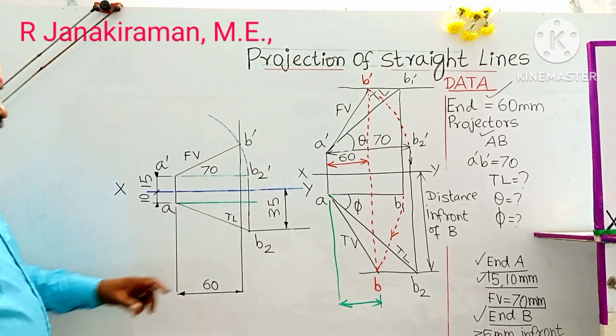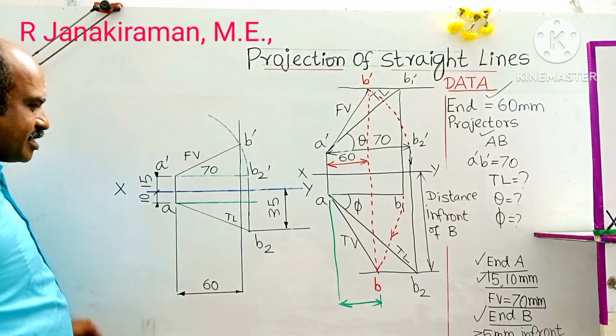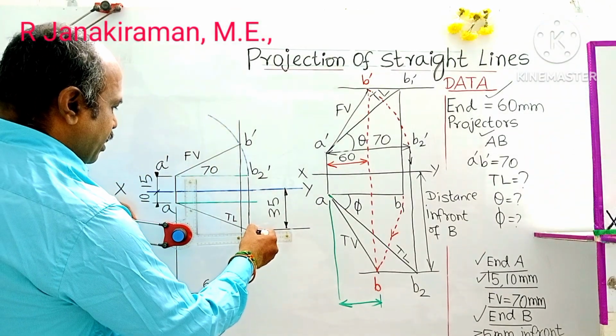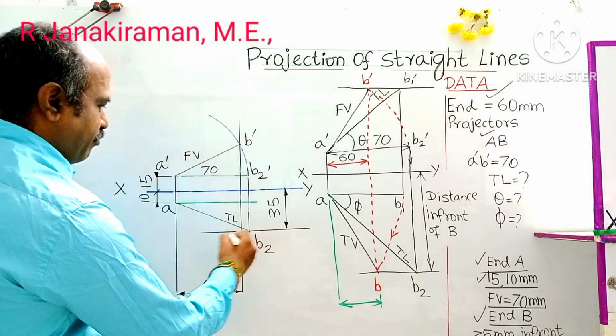Okay. So we know at B2 this is a locus line. So using the drafter scale, draw one locus line passing through B2. Understand? So this is the locus of B2.